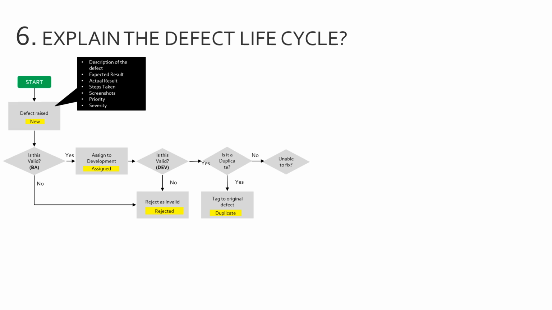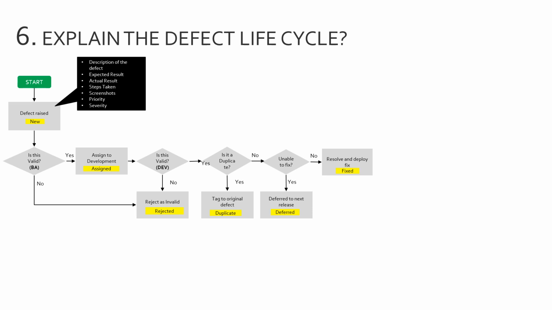Or if a defect is too complex to fix, maybe it requires architectural changes. So there are a variety of reasons where they won't be able to fix it in that particular release. Then those type of defects would be deferred to the next release, and the status of that particular defect would be deferred.